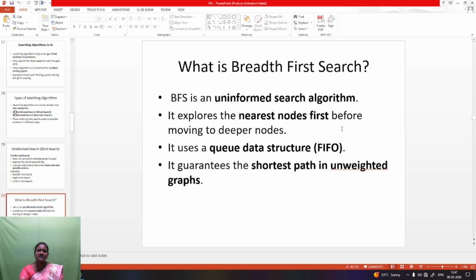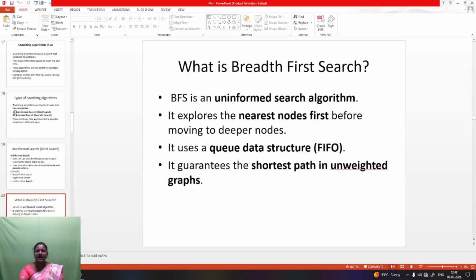It explores the nodes breadth-wise only. It does not go depth-wise. So we termed it breadth first search. It uses a queue data structure for implementation. That is, here we use the first in first out feature. It guarantees the shortest path in unweighted graphs.